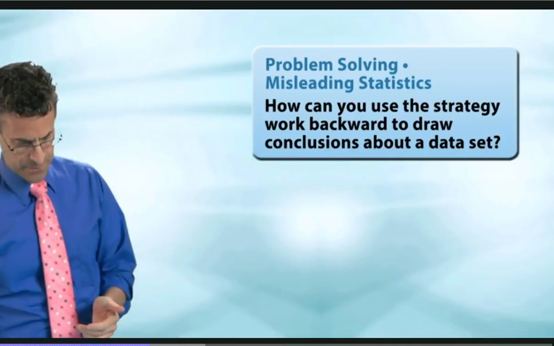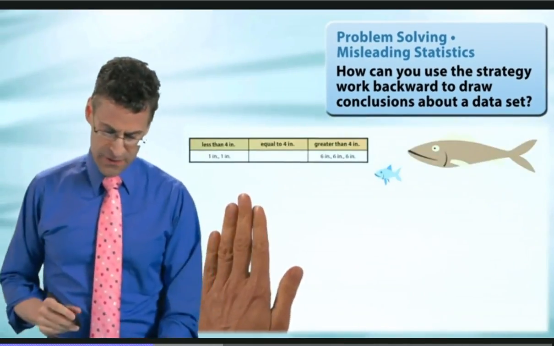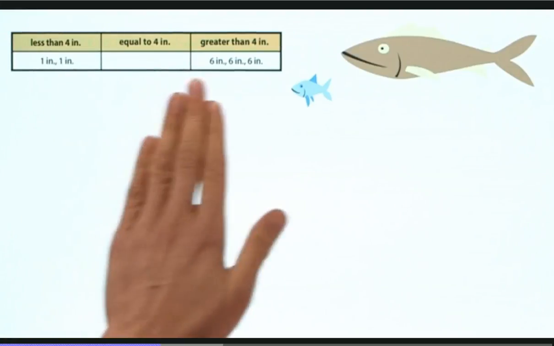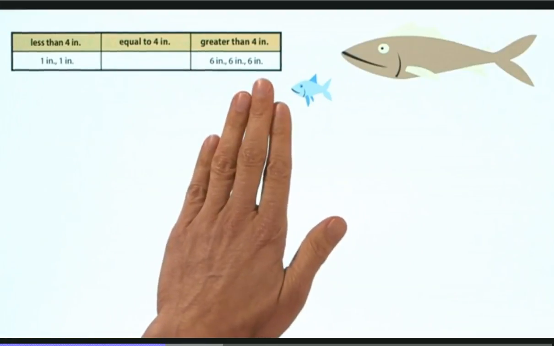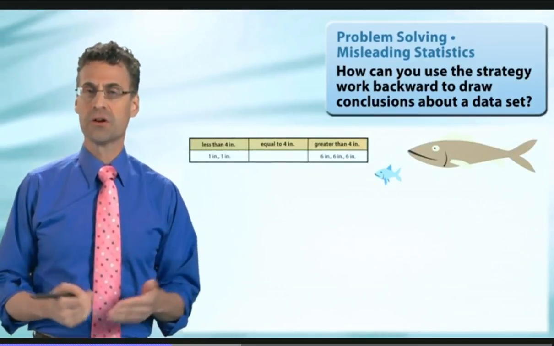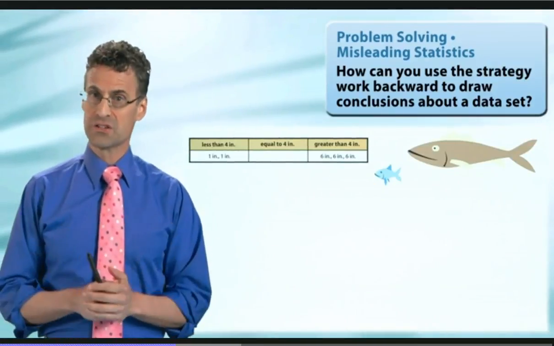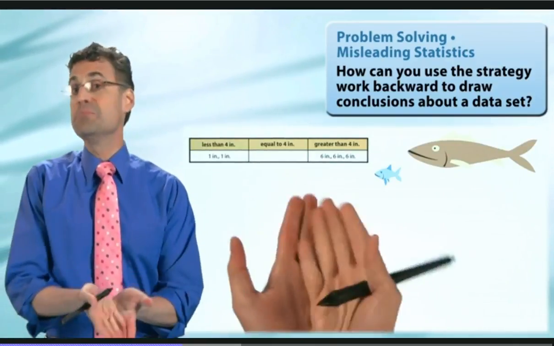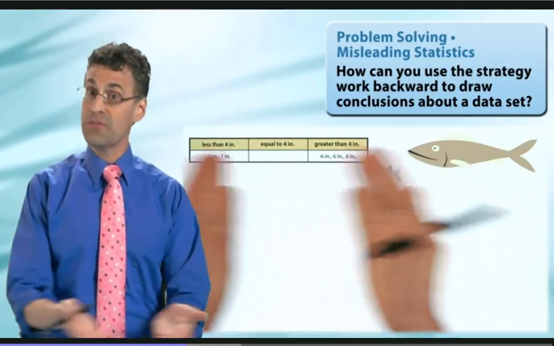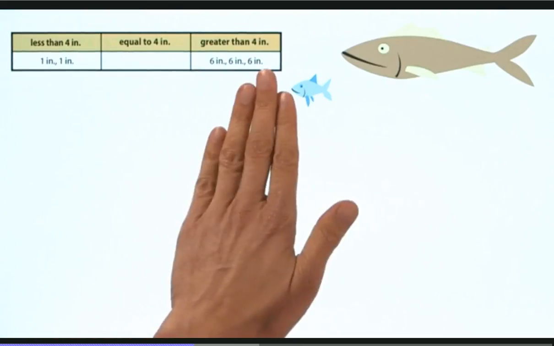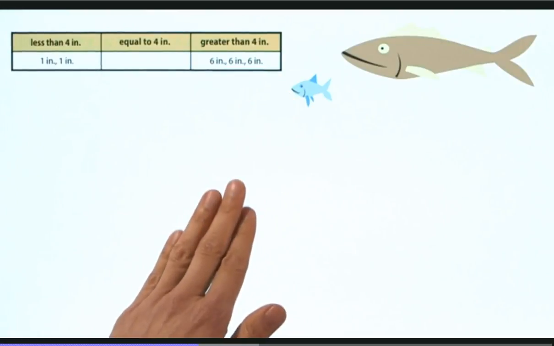So let's think about this together. Mark has 5 fish, and their lengths are 1 inch, 1 inch, 6 inch, 6 inch, and 6 inch. Susanna wants to buy a fish that's going to grow to be about 4 inches long. Well, what Mark says is, wait a minute, look at the mean length of my fish. So let's think of this now as data. There's 5 pieces of data, and so how would you find the mean?